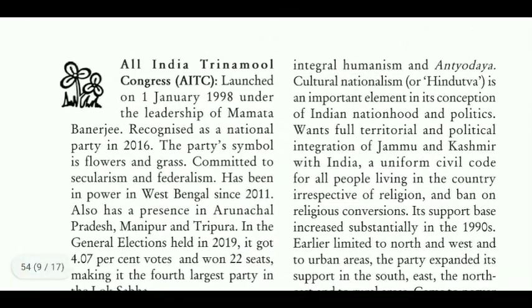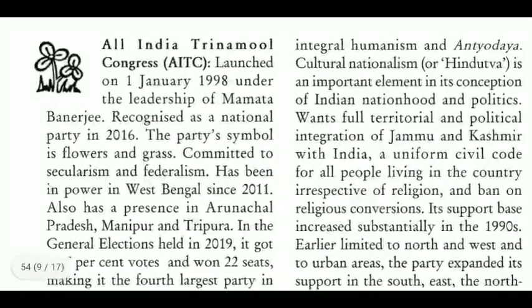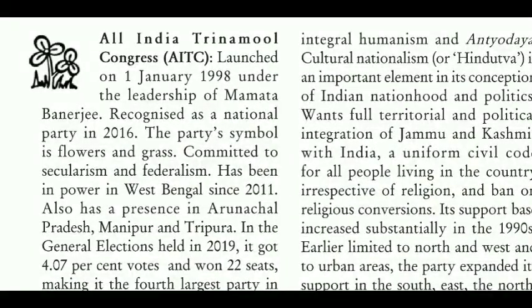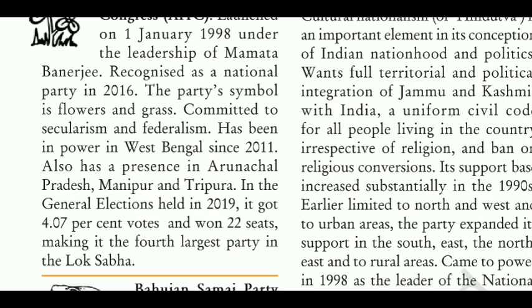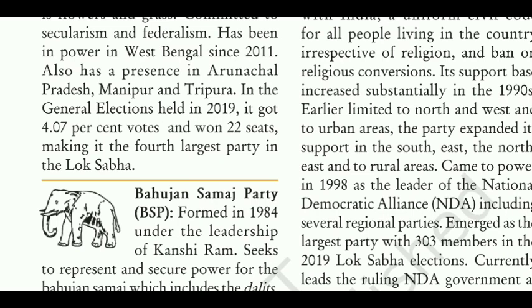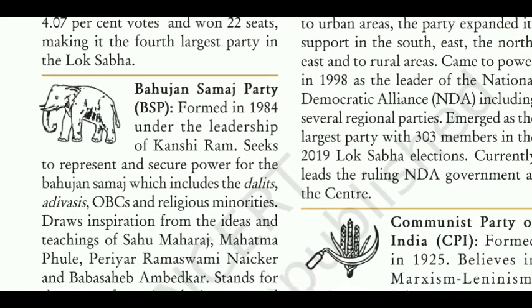First one is All India Trinamool Congress (AITC). Launched on 1 January 1998 under the leadership of Mamata Banerjee, recognized as a national party in 2016. The party's symbol is flowers and grass. Committed to secularism and federalism, has been in power in West Bengal since 2011. Also has a presence in Arunachal Pradesh, Manipur and Tripura. In the general elections held in 2019, it got 4.07% votes and won 22 seats, making it the 4th largest party in the Lok Sabha.